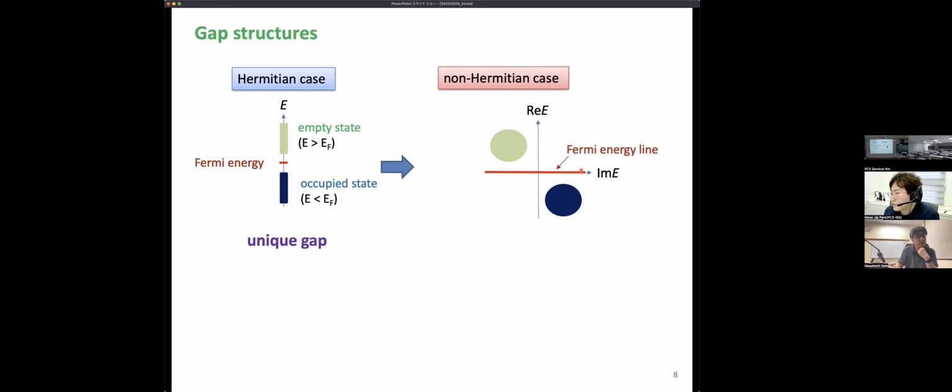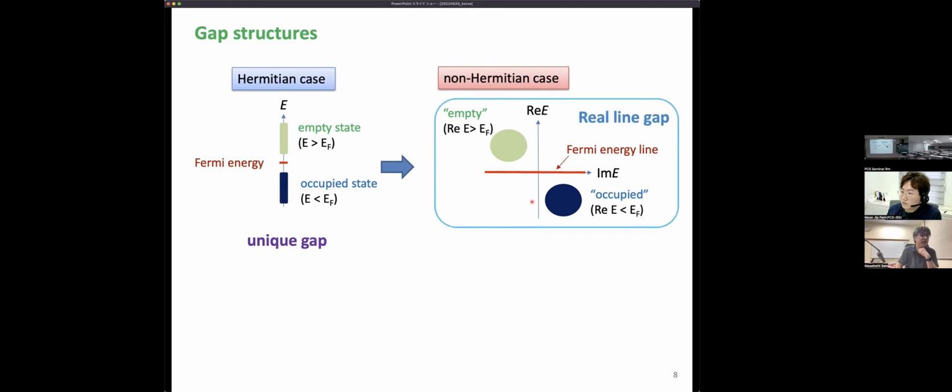And even in this case, we can say that the system is gapped because there is no overlap between the eigenstate and the Fermi energy line. We can say that this is empty because the real part of the energy is larger than the Fermi energy, and that this is occupied because the real part of the energy is less than the Fermi energy. So even for a non-Hermitian system, we can define the gap in this manner.